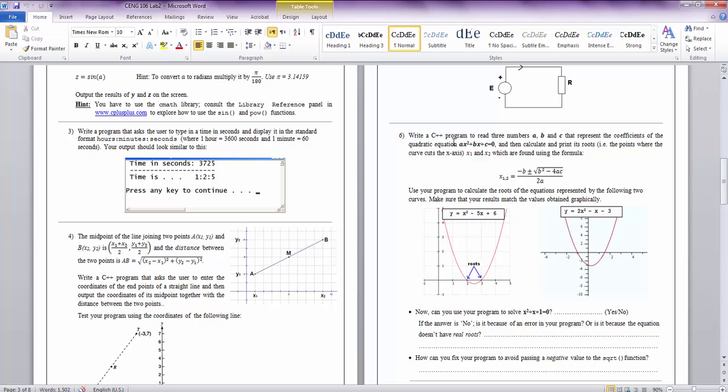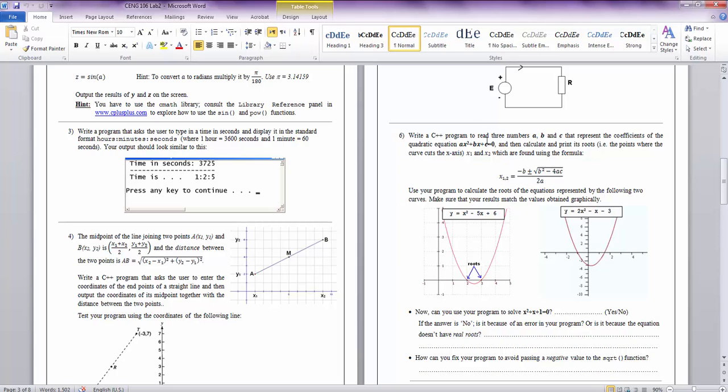Hi, let's solve this question from Lab 2. Write a program to read three numbers A, B, C that represent the coefficients of the quadratic equation ax squared plus bx plus c equals 0, and then calculate and print its roots. The points where the curves cut the x-axis, x1 and x2, are found using this formula. Use your program to calculate the roots of the equations represented by the following two curves. Make sure that your results match the values obtained graphically.